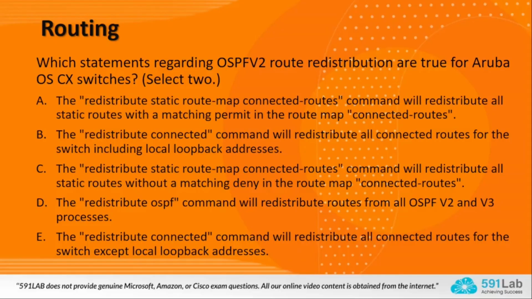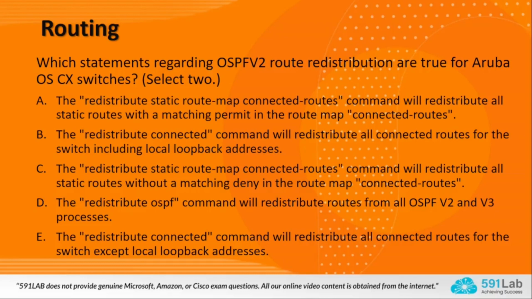Option B, the redistribute connected command will redistribute all connected routes for the switch, including local loopback addresses. If you need to redistribute local loopback addresses, then you need to use the command redistribute local loopback. The redistribute connected command will not redistribute local loopback. These two commands are independent. This is wrong.